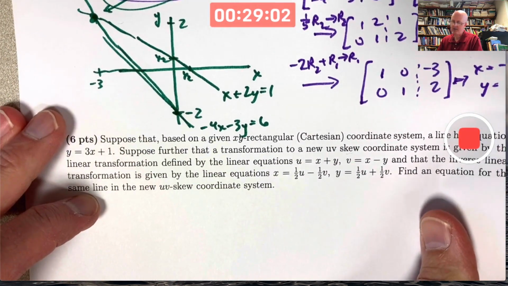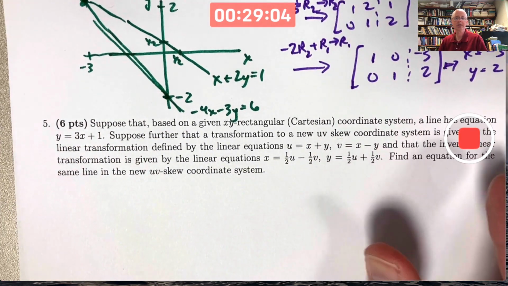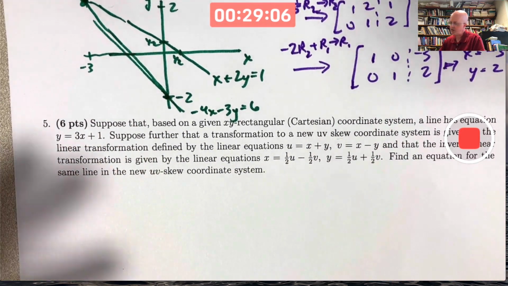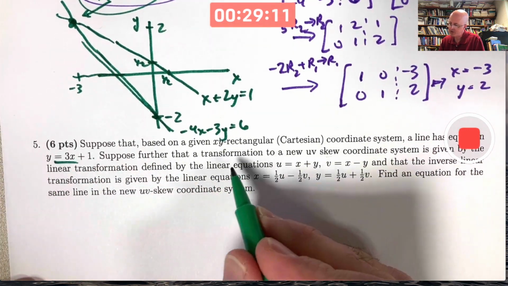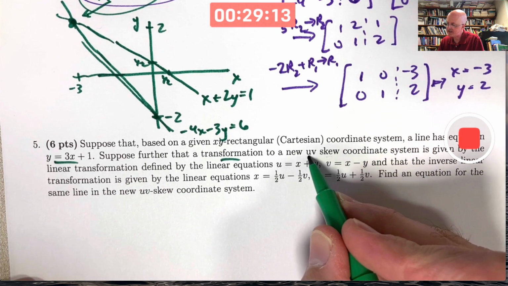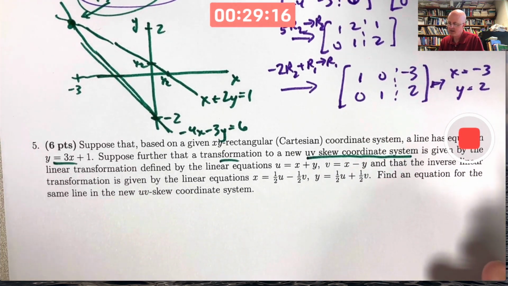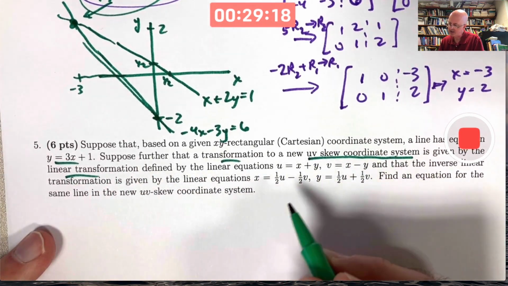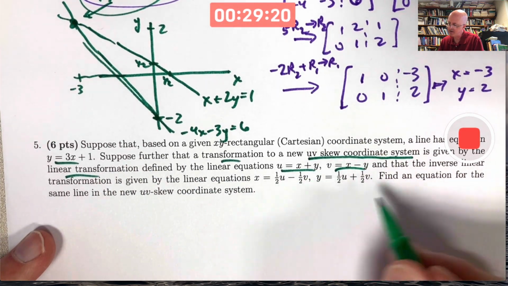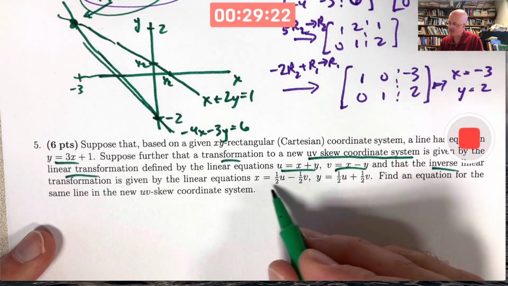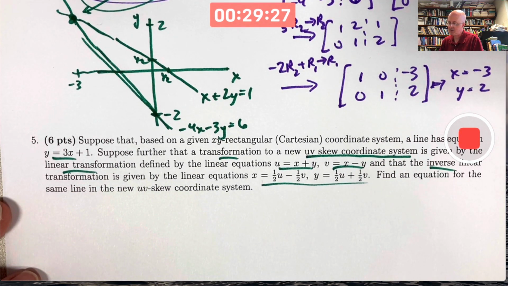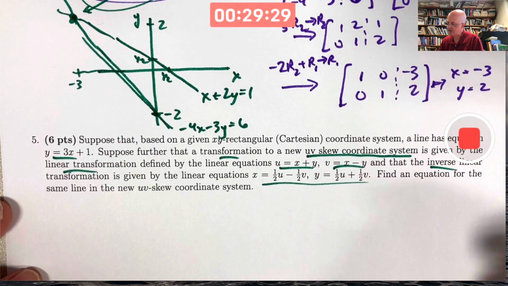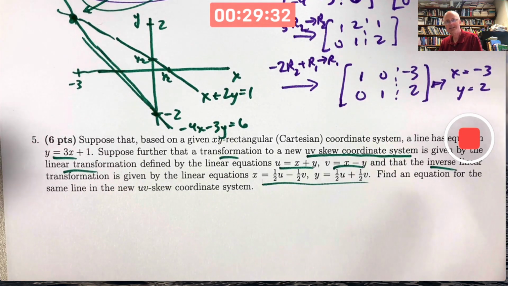All right, this problem. Suppose that based on xy rectangular or Cartesian coordinates, a line has this equation. Suppose further that a transformation to a new UV skew coordinate system is given by a linear transformation defined by these linear equations, with inverse linear transformation given by these. You're just trusting me on all this, that we're going to just use these equations, and these are inverses of each other. Writing these in scalar form instead of matrix form.